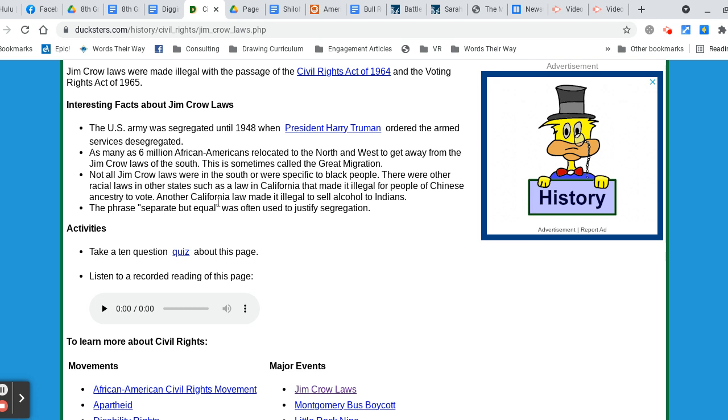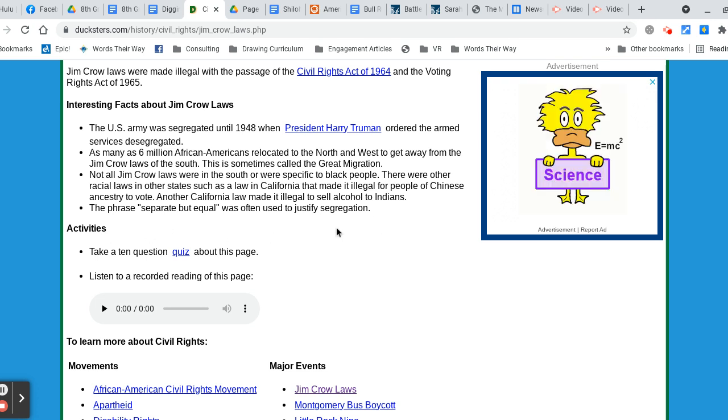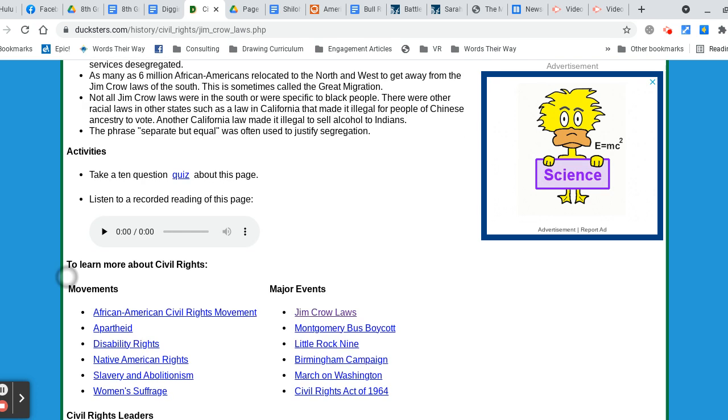Not all Jim Crow laws were in the South or were specific to Black people. There were other racial laws in other states, such as a law in California that made it illegal for people of Chinese ancestry to vote. Another California law made it illegal to sell alcohol to Indians. The phrase separate but equal was often used to justify segregation.